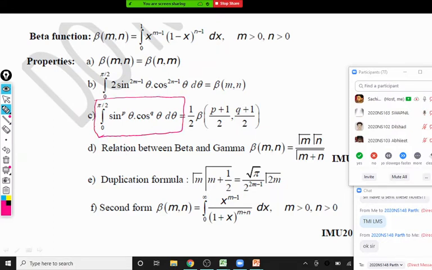Yes, sir. So there was a formula, the Wallis formula. Okay, correct, you are all correct. So it's a Wallis formula, but now there is one difference.